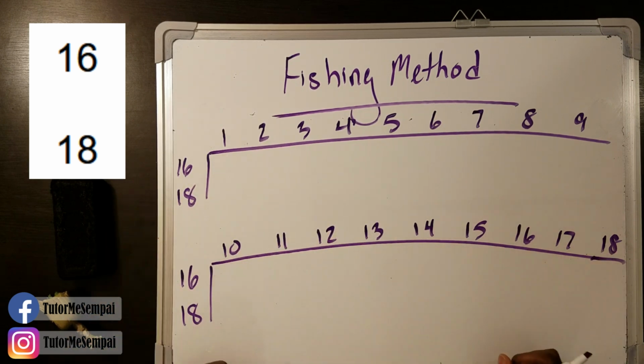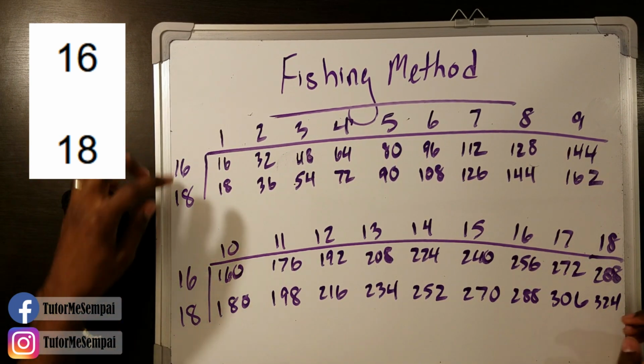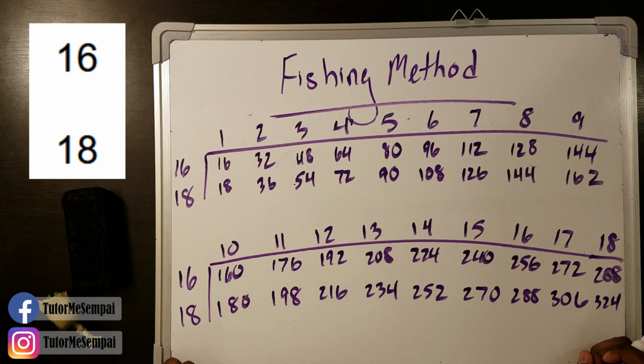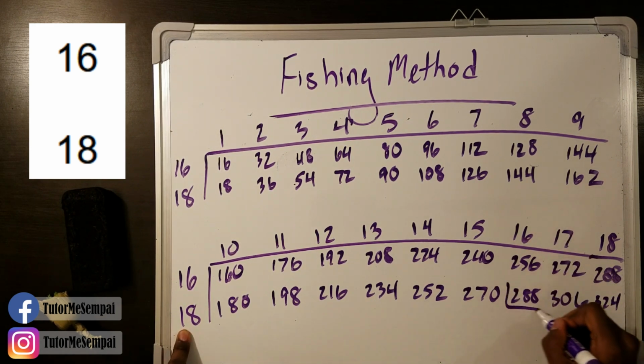So let's fill out this table and see what we get. So we filled out our table for 16 and 18 going from 1 to 18. And you notice for 16, if we go to 18 here, we got 288.